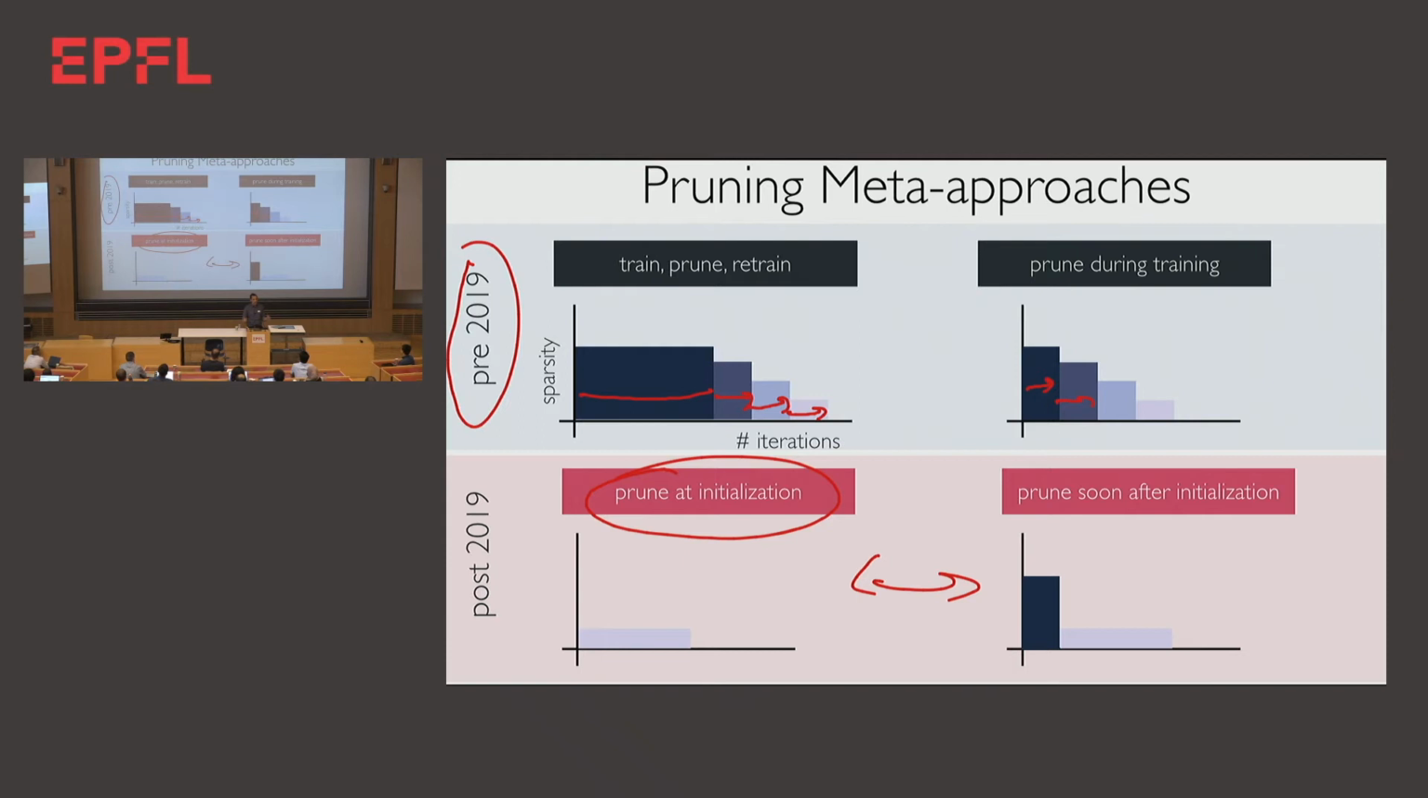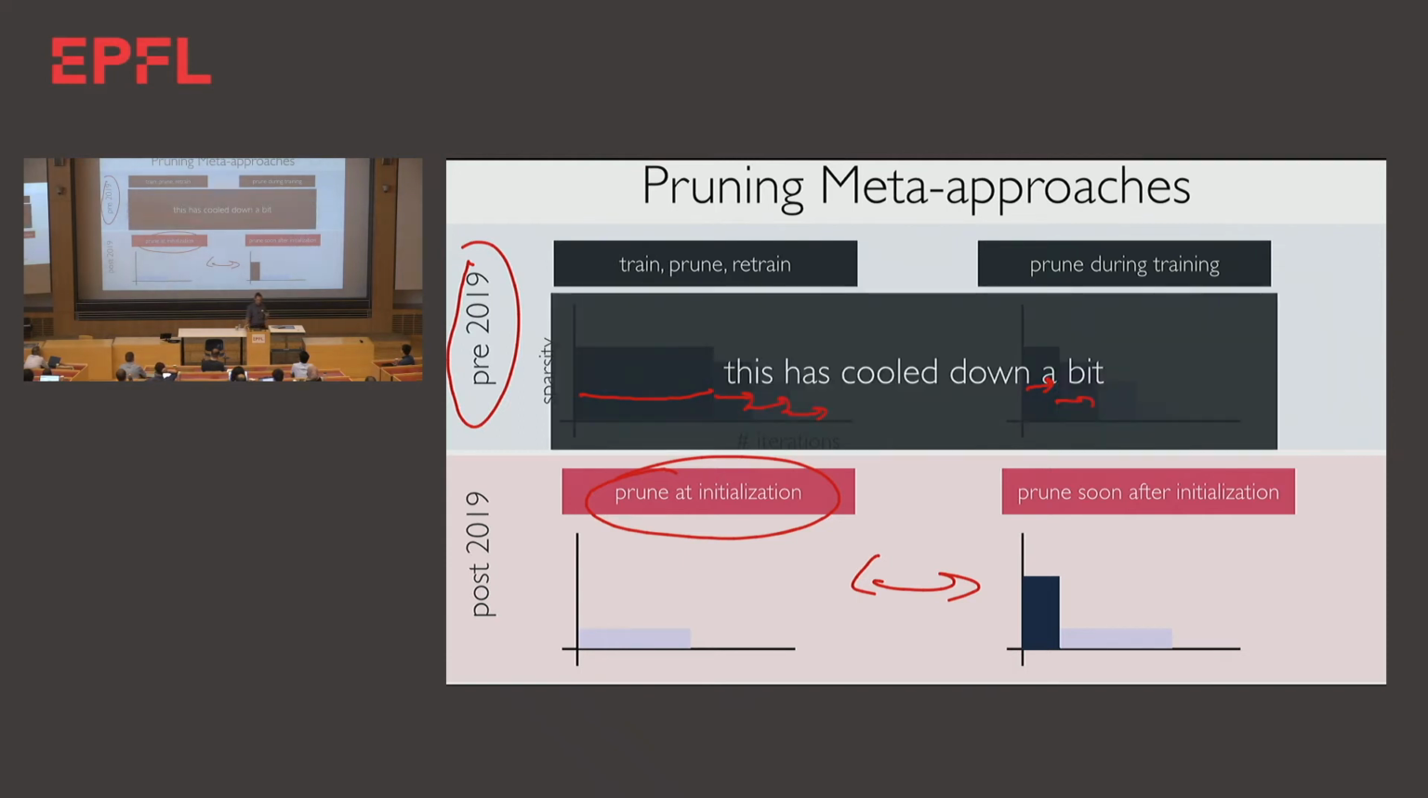But from a high-level perspective, I would say that train, prune, and retrain, where you deal with a dense model and just care about compression, has cooled down a little bit. What people care a lot about is this post-2019 pruning that happens at initialization or soon after initialization.